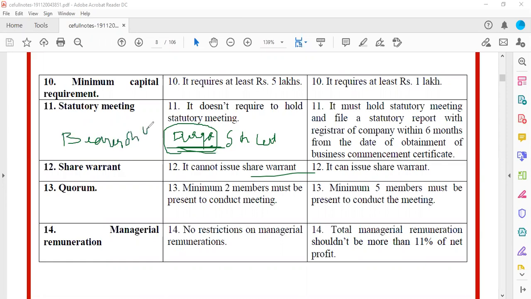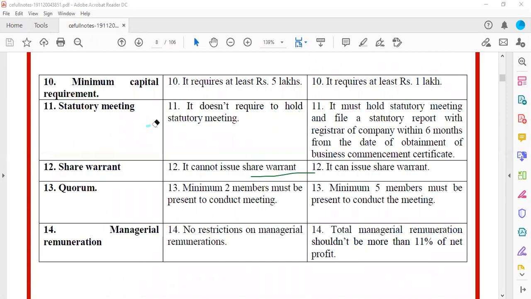Bearer share certificate means if I have the share certificate, I am the owner of the shares. If you have the share certificate, you are the owner. Let's say A has the share warrant, so A is the holder of the shares. After 2 months, A sells the shares to B. Now B has the certificate, so B is the bearer of the shares. Just by transferring the share certificate, you will have the shares with you, but your name specifically will not be written on the certificate. So that is known as share warrant.